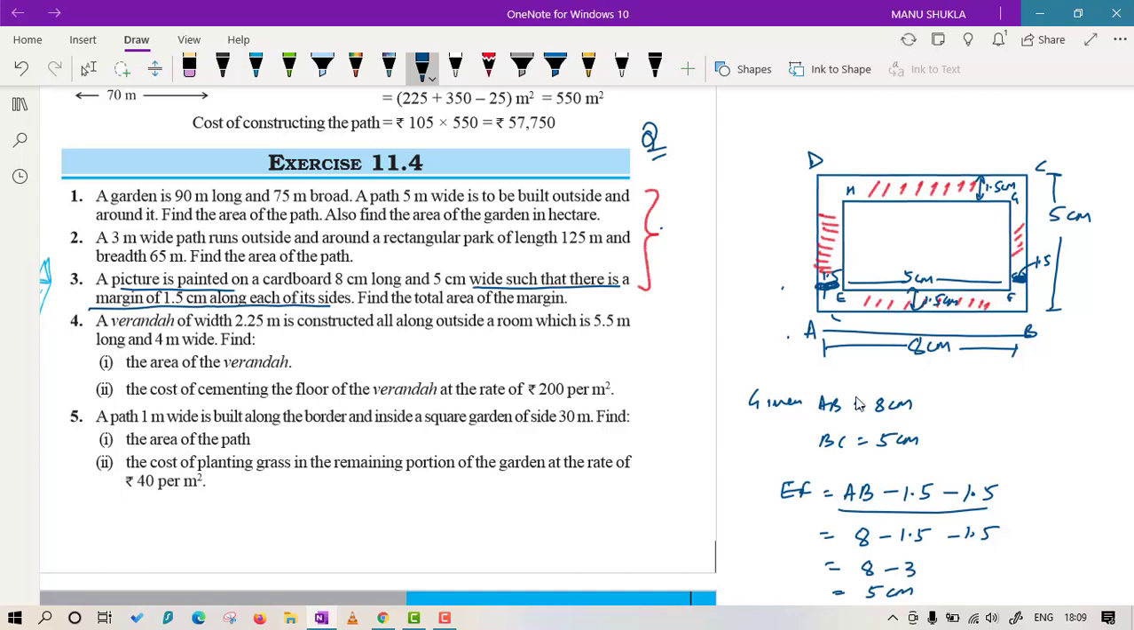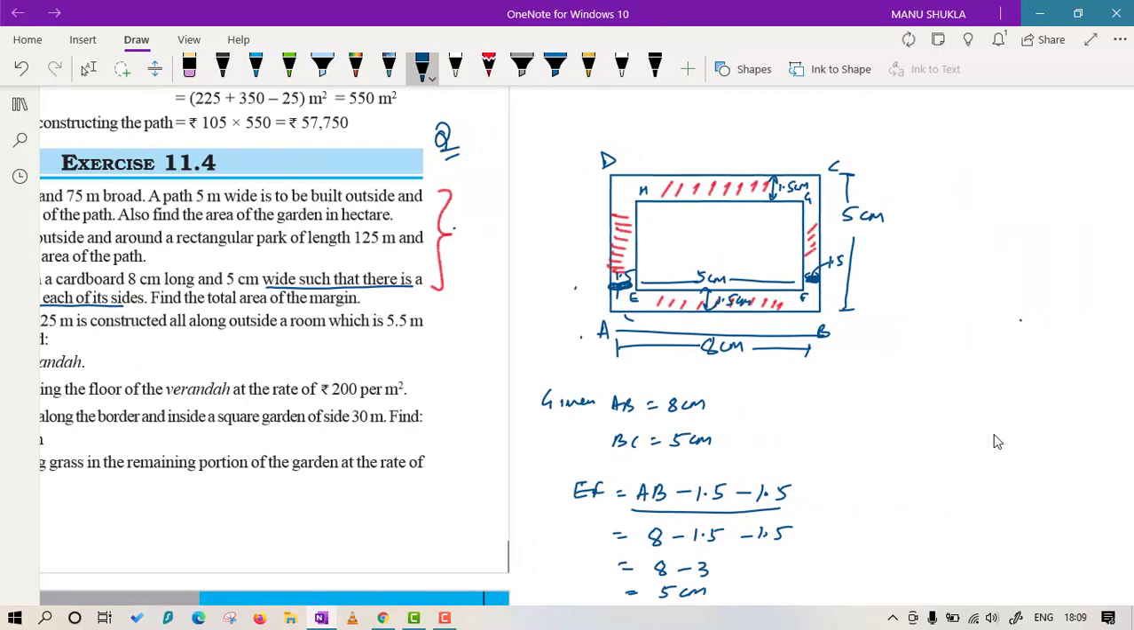Similarly, I will try to find the value of FG, and FG is given by the same process. Why? If outside is 5 centimeter and I take away this top and this bottom, I am left with only the in-between thing, that is this much. So that is equal to BC minus 1.5 from the top minus 1.5 from the bottom, and we have got the value as 5 minus 3, 2 cm, and now it is done.